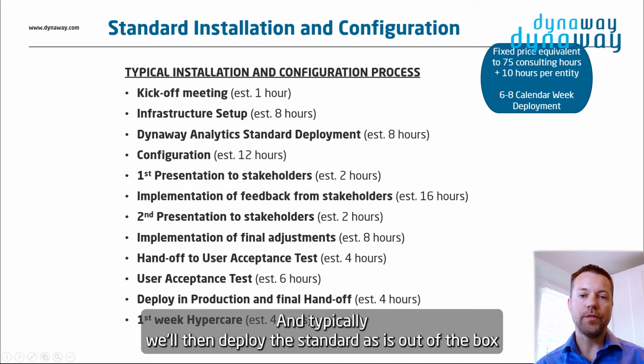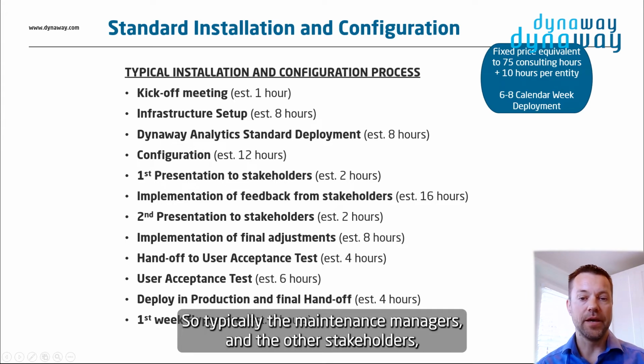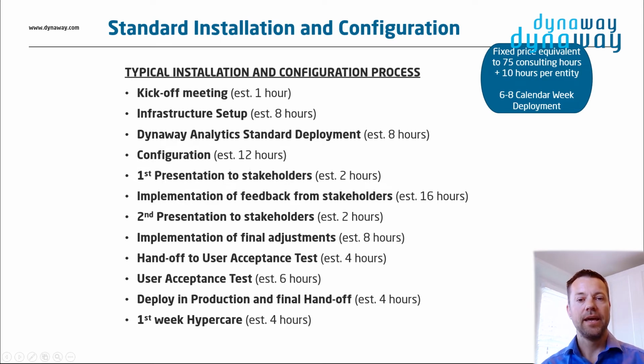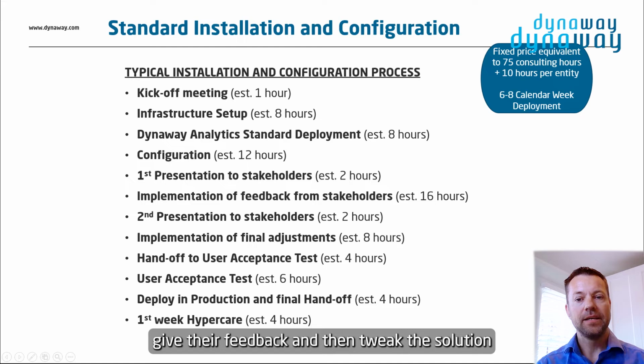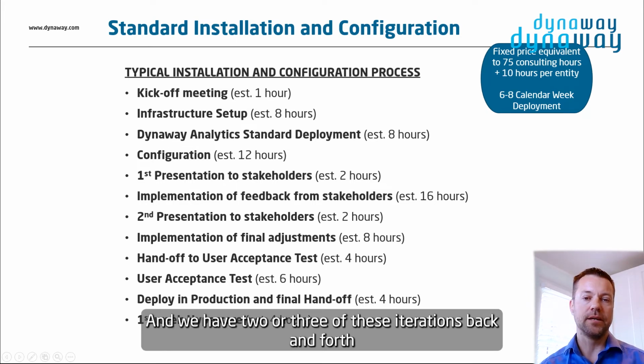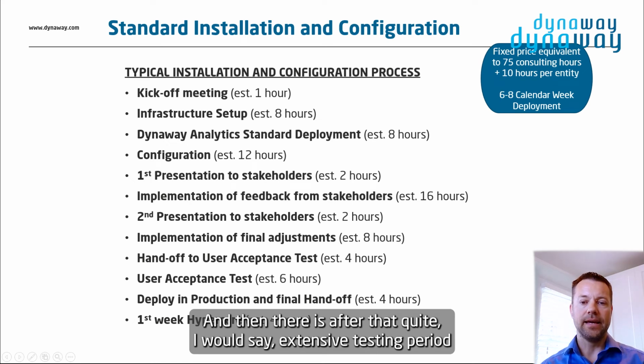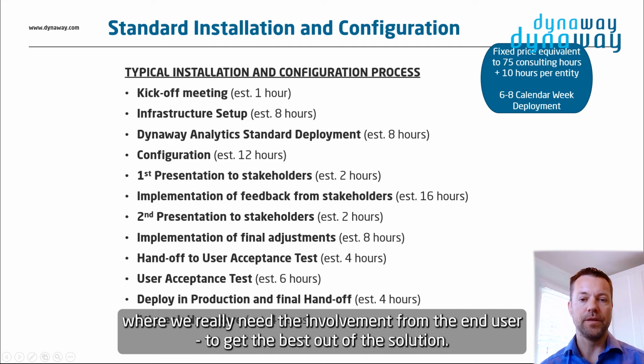And typically, we'll then deploy the standard as is out of the box and have a first iteration with the stakeholders. So typically, the maintenance managers and the other stakeholders give their feedback and then we tweak the solution so that it really becomes relevant in the specific use case. And we have 2 or 3 of these iterations back and forth to get this standard tweaked to your specific use case. And then there is, after that, quite, I would say, an extensive testing period where we really need the involvement from the end user to get the best out of the solution.